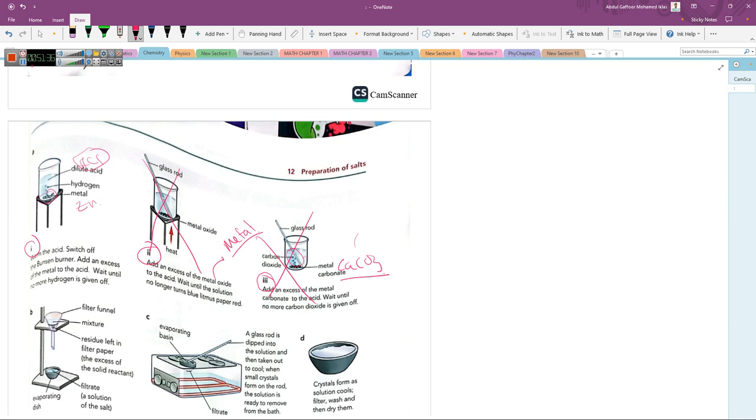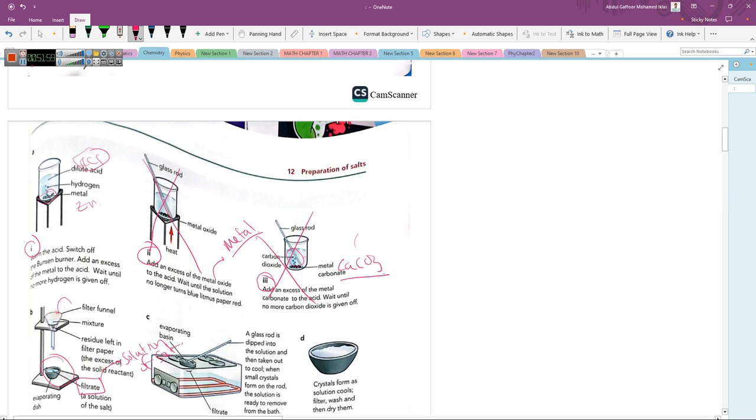Now you see here, at the end of the reaction we have to filter it, right? So now we have just used a filter paper, and we have just poured the mixture into it, and we can collect the filtrate, right? So this filtrate contains the solution of salt, right? Solution of salt.